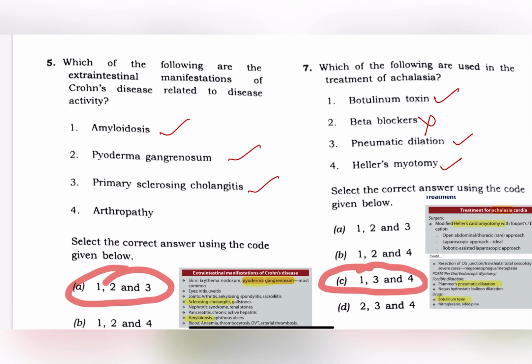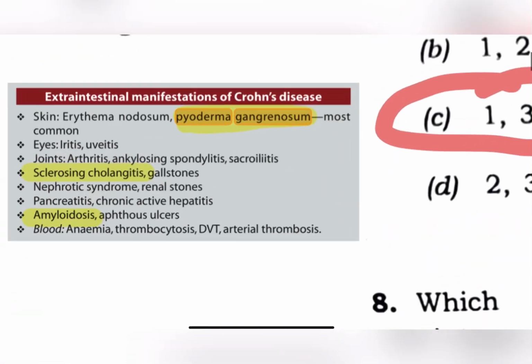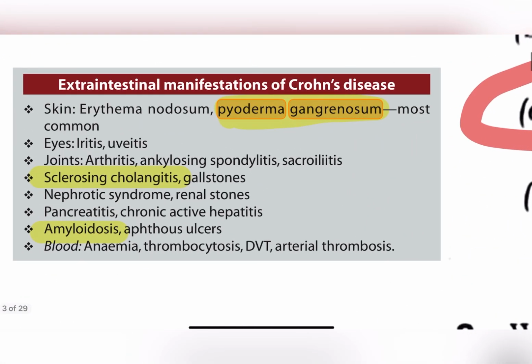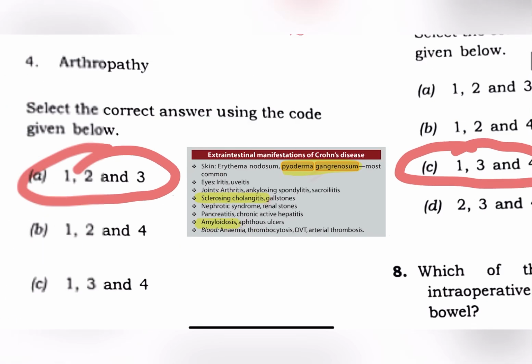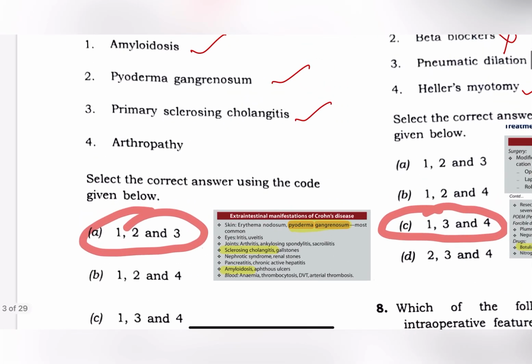In question number 5, which of the following are the extraintestinal manifestation of Crohn's disease related to disease activity? So these are the extraintestinal manifestations. In the options we have pyoderma, sclerosing and amyloidosis. There is no arthropathy in this. So the answer for this is 1, 2 and 3.